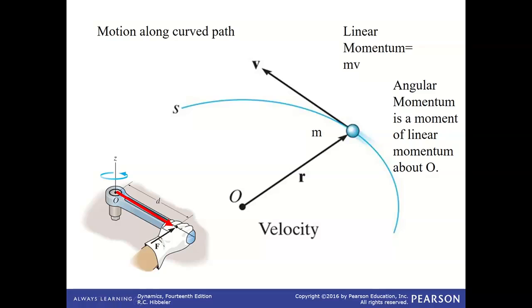We have seen in the previous slide the angular momentum is a moment of linear momentum about the point of rotation, and here point O is the point of rotation. So if we apply the same concept of moment that we applied in case of force and distance to calculate the angular momentum, then it is the cross product of vector r with linear momentum. So this is r cross mv, and that's the equation for angular momentum.